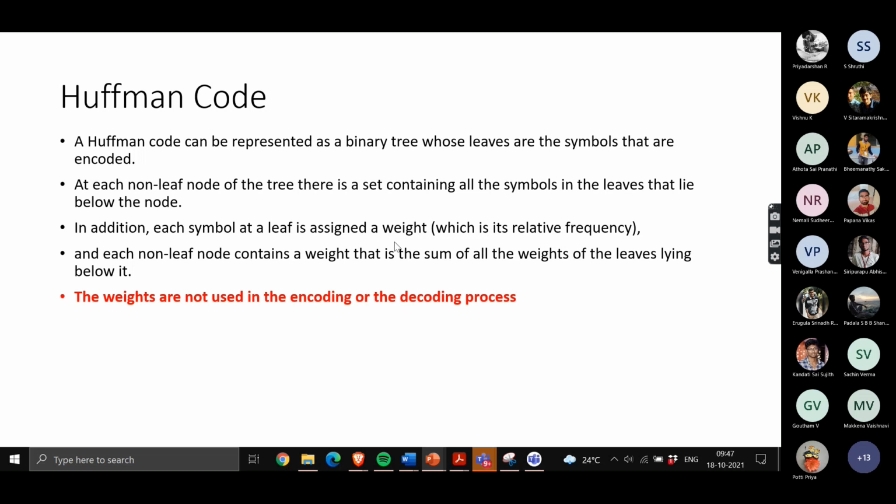What is meant by weight? Okay, what I am saying is a binary tree is nothing but a collection of nodes, and in each node, the symbol associated with that position and also the frequency. The frequency is called a weight. Okay, I can also say it is nothing but a relative frequency. What is meant by relative frequency?